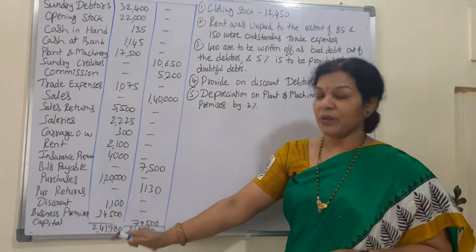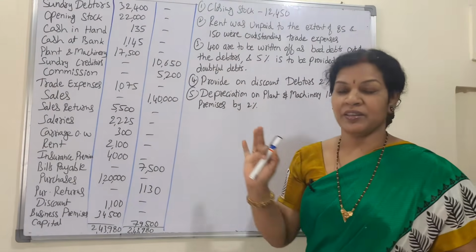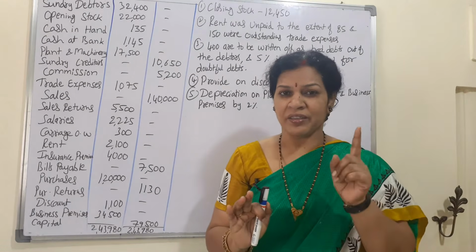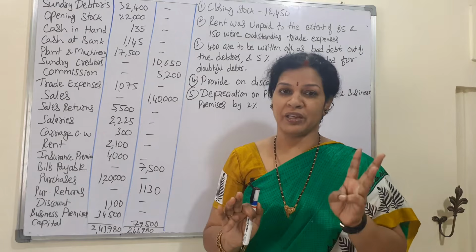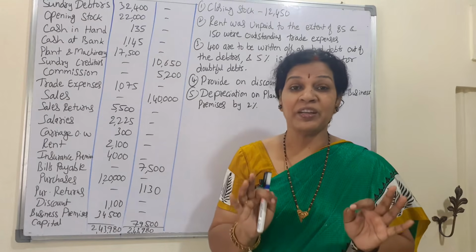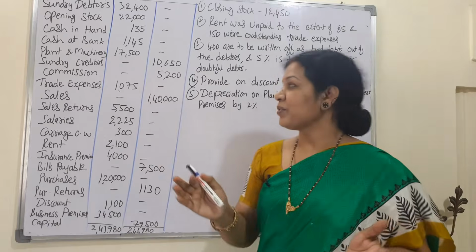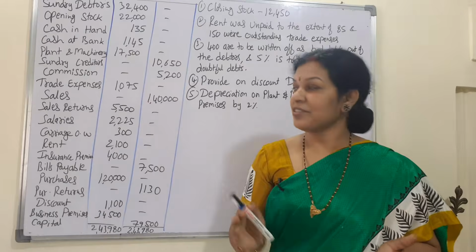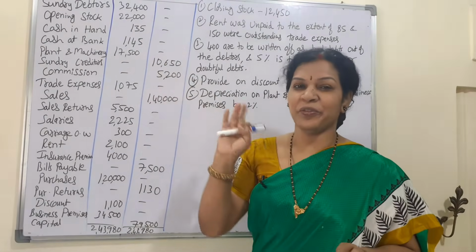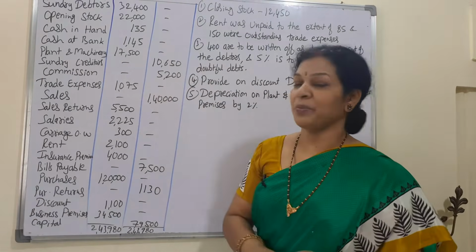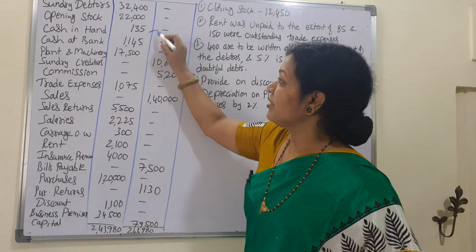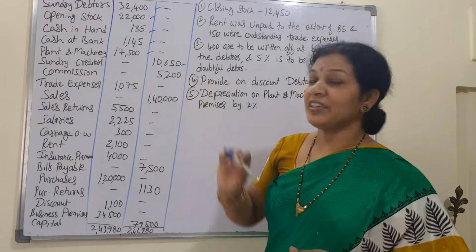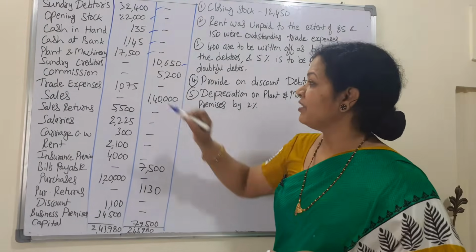Here the trial balance and 5 adjustments are given. In the trial balance, you know that each and every transaction comes only one time, either in the trading account, profit and loss account or balance sheet. Somewhere it comes only one time, and you have to decide where. So let's discuss. First one is debtors: balance sheet, asset. Opening stock: trading account first item. Cash in hand, cash at bank, both are assets. Next, plant and machinery, asset. Sundry creditors, balance sheet, liability.